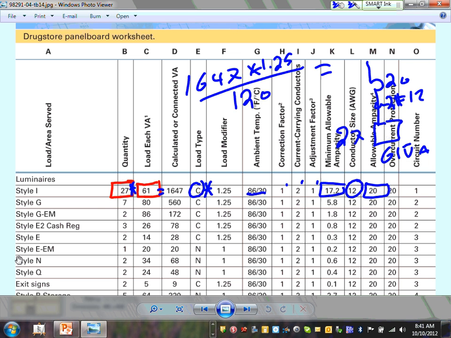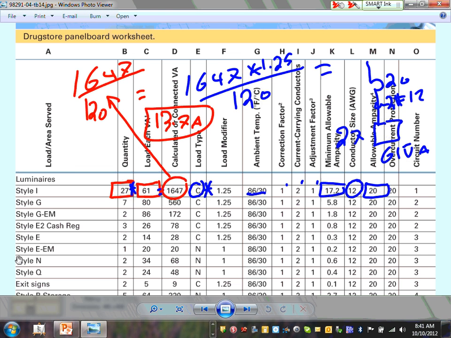Yes, sir. Why don't you put 16 amps on? Good point. Very good point. Let's take this number, 1647 divided by 120. Can somebody do that for me? How much? 13.7 amps. Darren, is the 13.7 amps more than 16 amps? No.